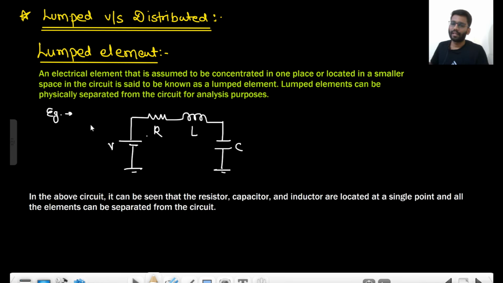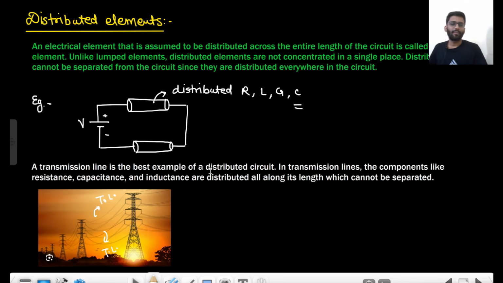Then we studied the lumped and distributed elements. Lumped means all the properties of a particular element are concentrated at only one point, and you can separate them out: resistance, inductance, and capacitance. In a distributed element, the property of a particular element is distributed all along the line, like in a transmission line, like R, L, C.